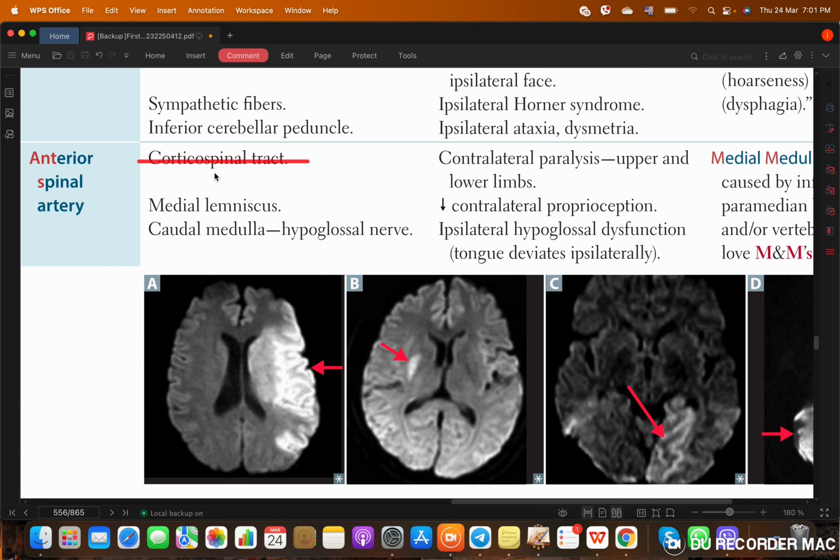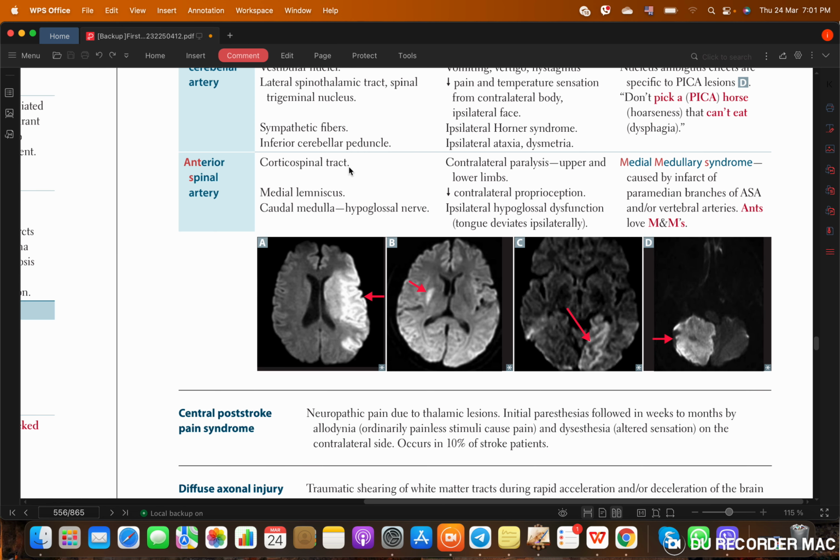So let's start from up. Corticospinal tract. It's basically the motor stuff, right? Medial motor. Contralateral paralysis of upper and lower limbs. The medial lemniscus system, if you remember, was the system utilized after the decussation of the posterior column fibers. So this patient will have a loss of proprioception. The next thing is the caudal medulla, which supplies the hypoglossal nerve. And hypoglossal nerve affection will lead to a problem in movement of the tongue.